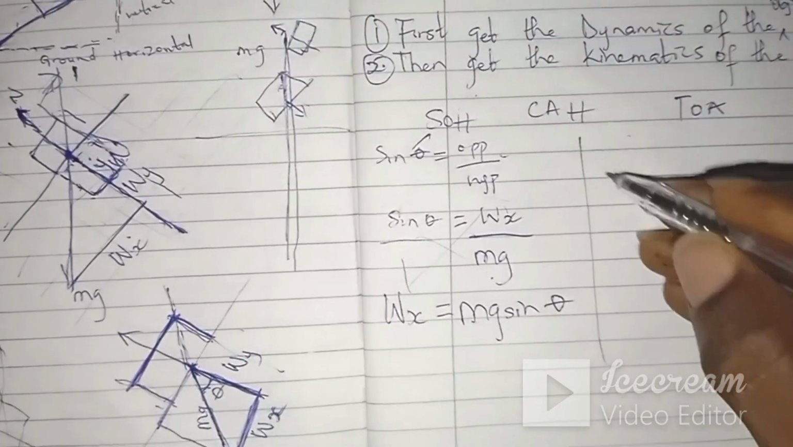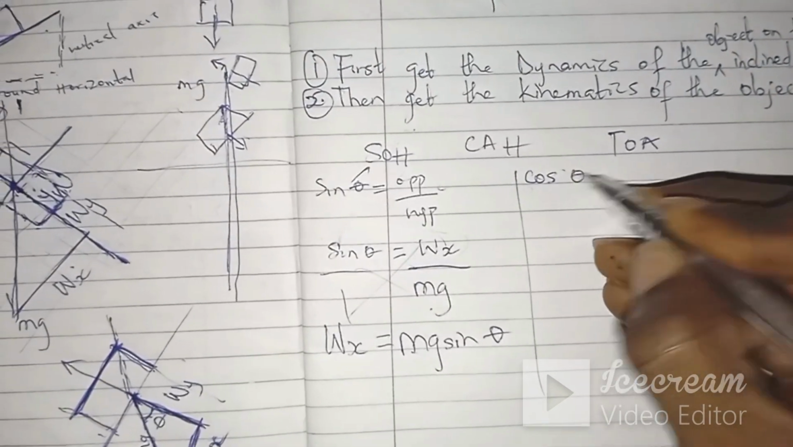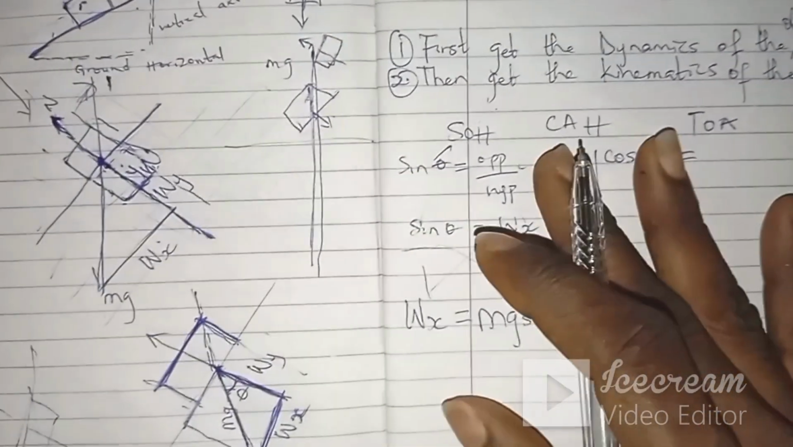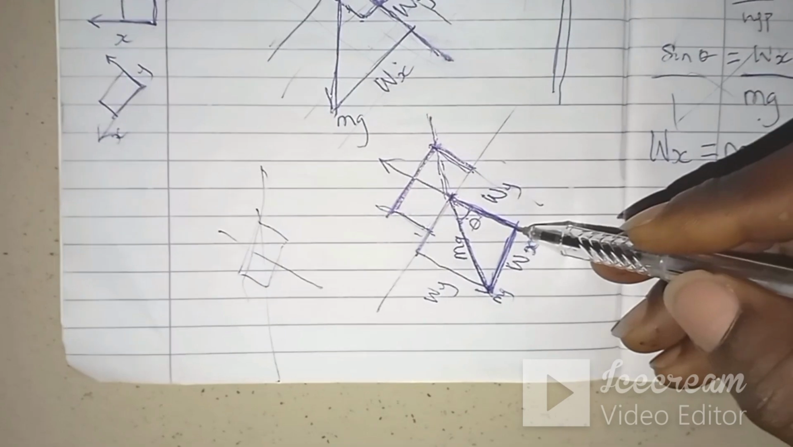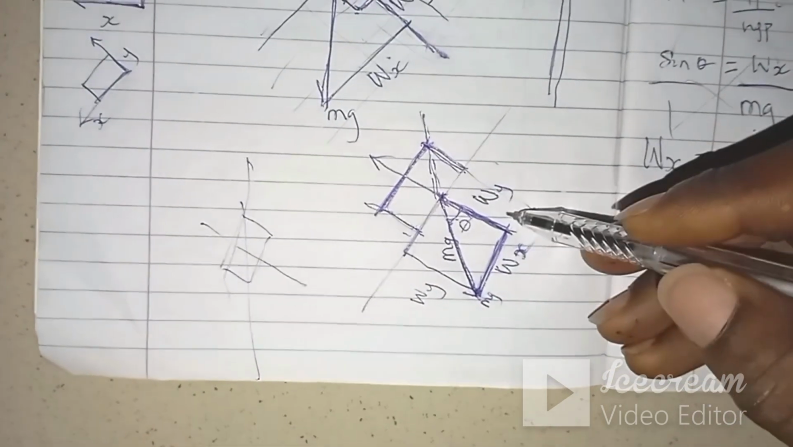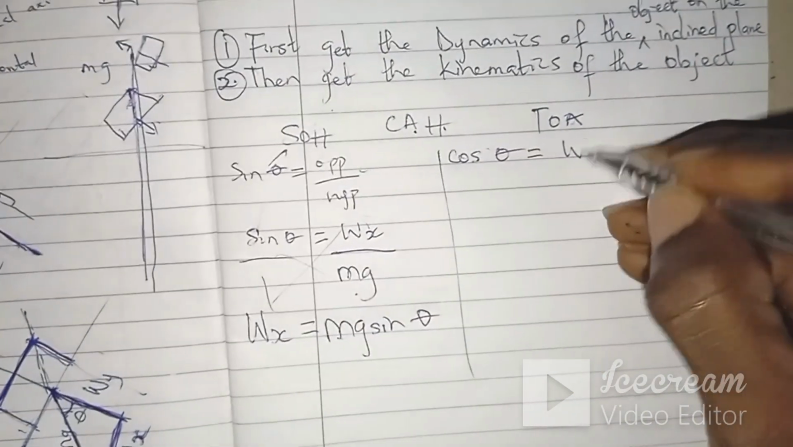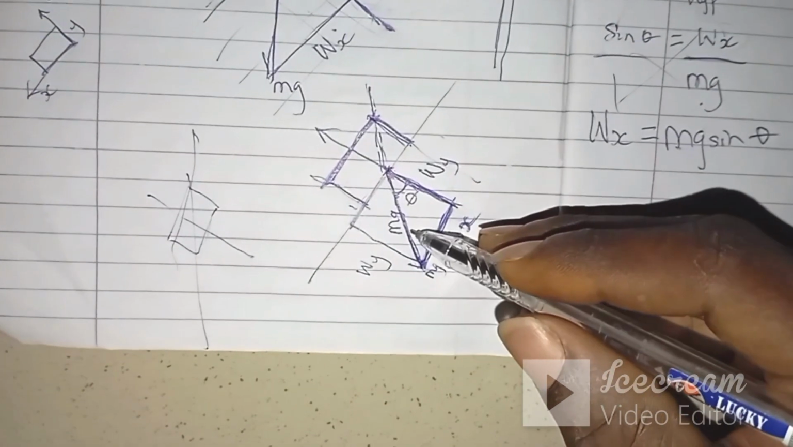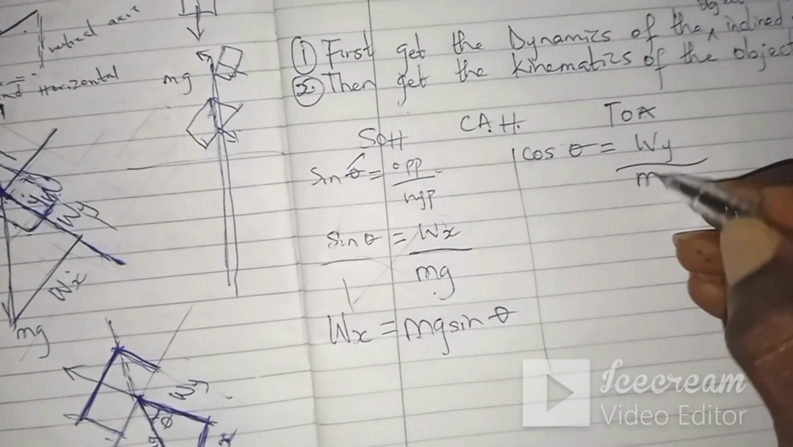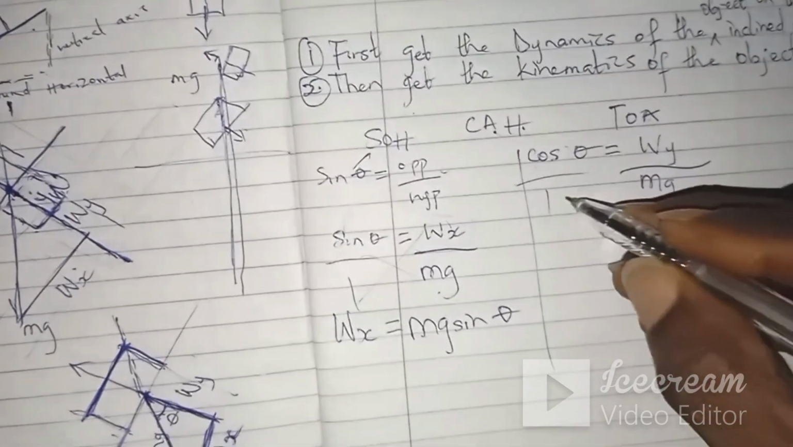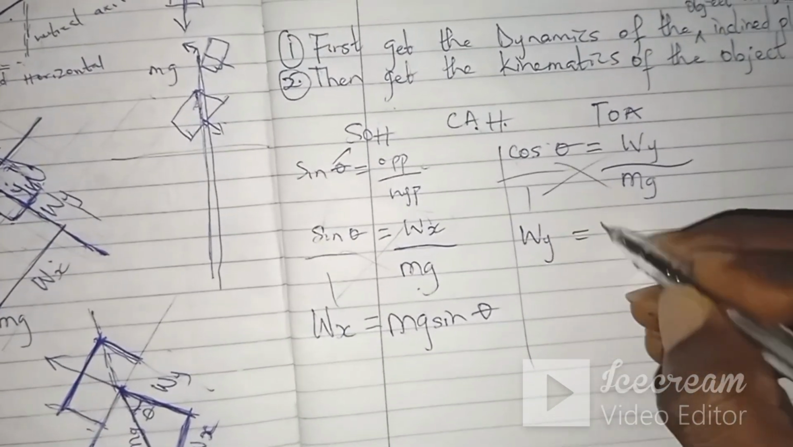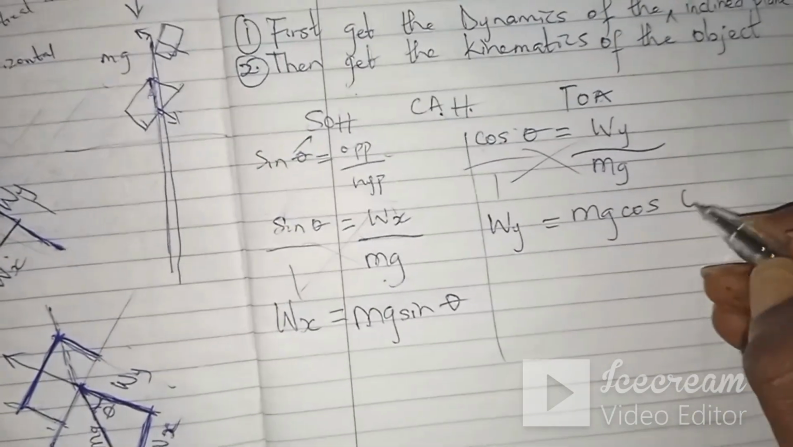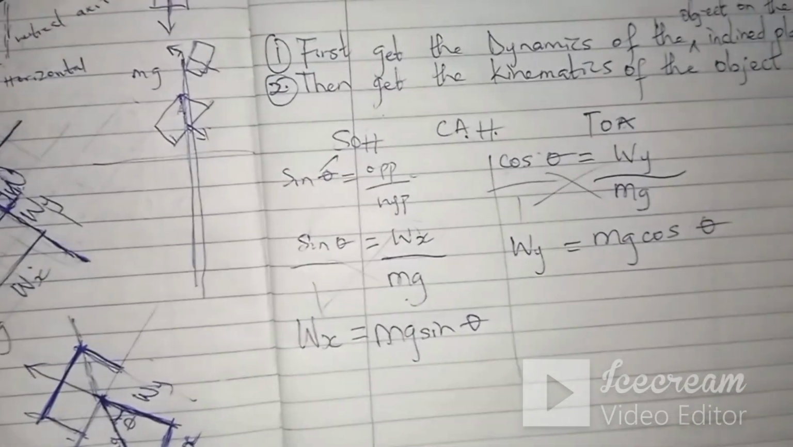Now for cos theta, it is equal to adjacent over hypotenuse. So right here, the longest line is the hypotenuse. The side facing the angle is opposite. That means the remaining part is adjacent. So Wy over the hypotenuse, which is mg. Cross multiplying, this is going to be Wy is equal to mg cos theta. So you can see that.